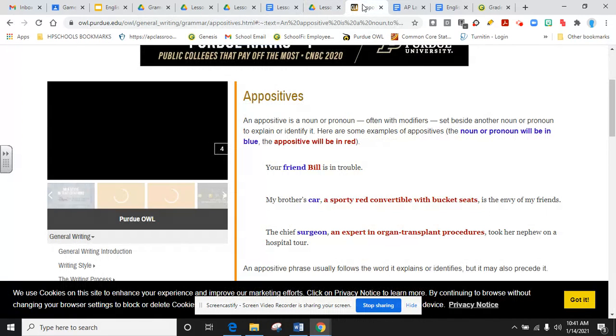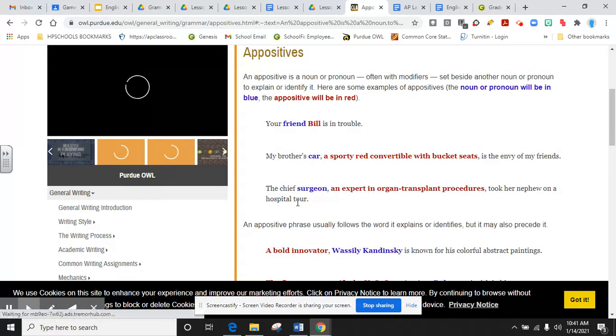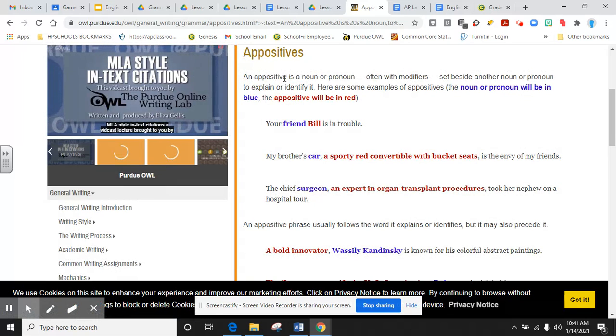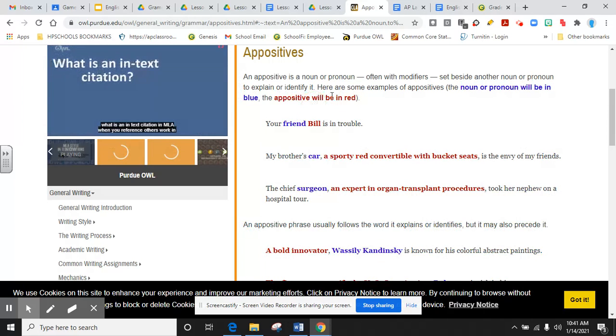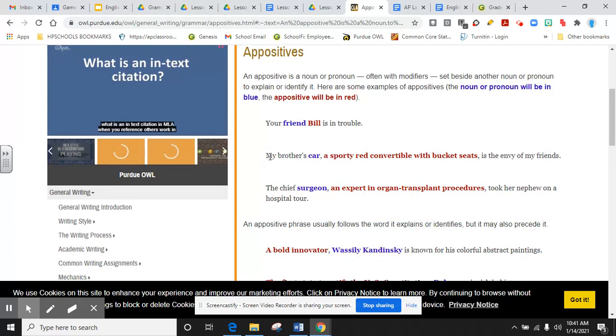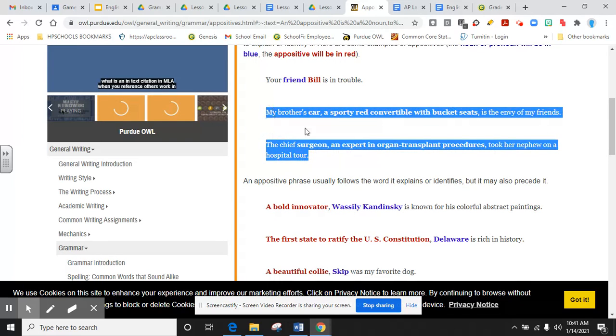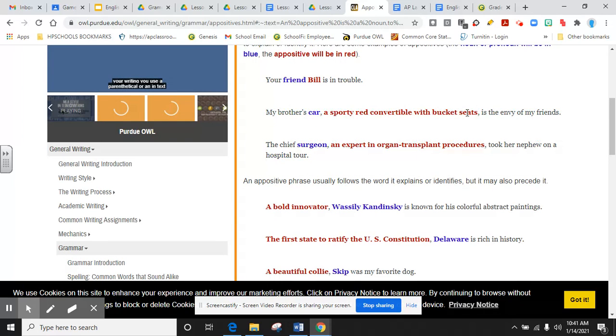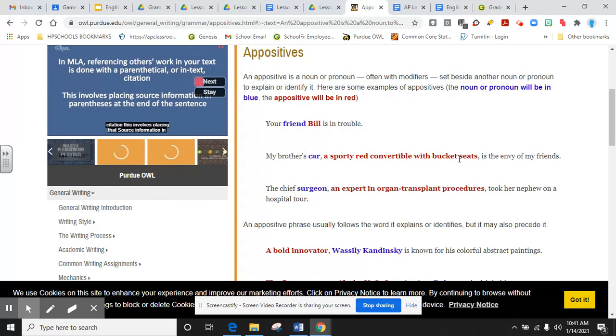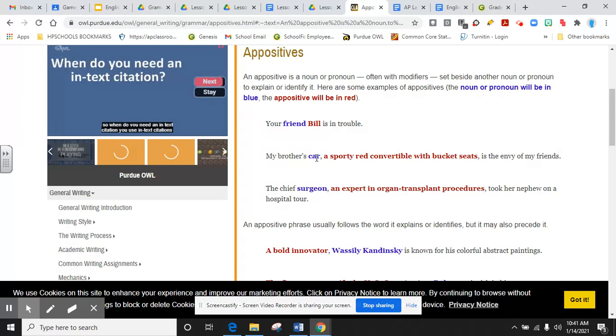Now, if you're unsure what an appositive phrase is, I found this definition, which I think does a good job. An appositive is a noun or a pronoun, often with modifiers, set beside another noun or pronoun to explain or identify it. So you can see here the noun or pronoun is in blue, and the appositive is in red. Okay, so these two examples are really good. My brother's car, a sporty red convertible with bucket seats, is the envy of my friends. So basically the appositive phrase is just adding in additional, more specific information about this noun here.